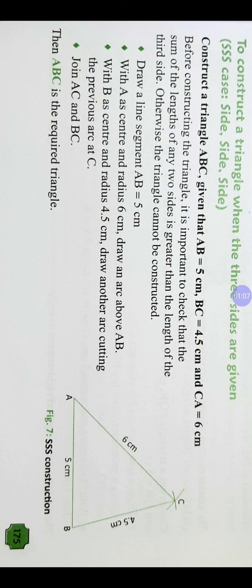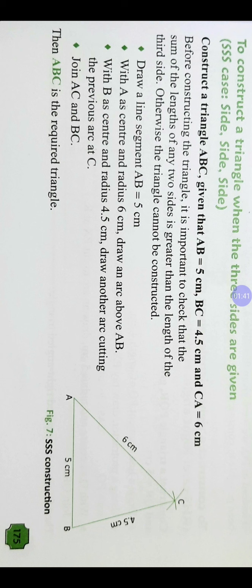So listen, please pay attention here. AB we have already drawn, so we already have point A and point B, but we want point C also. For this we have side CA. CA is 6 centimeter, so we have taken a 6 centimeter compass. Put the point of the compass at point A and draw an arc of 6 centimeter.